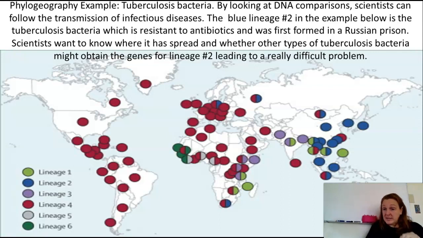Now, the reason why this becomes important is imagine if you are a politician or a health official or you work in a hospital. And one of the things you want to know is, am I going to see this antibiotic-resistant strain show up? If yes, then I've got to change what I'm going to do. I have to deal with that population separately.